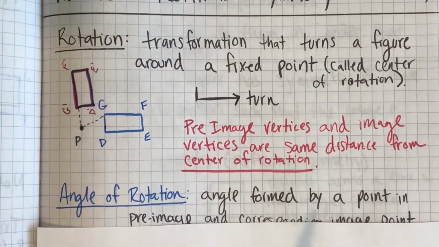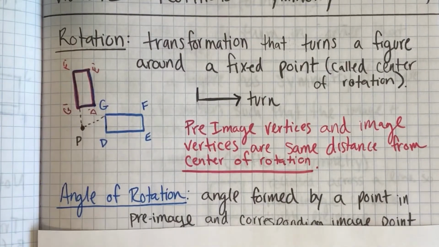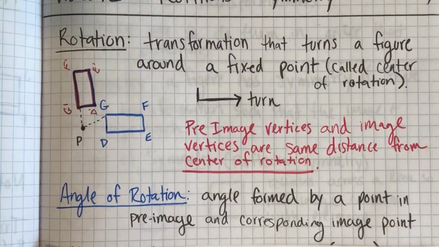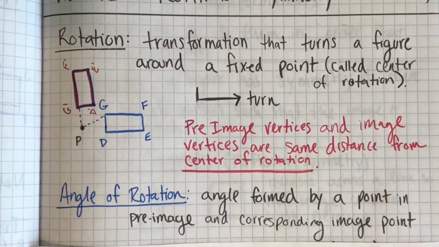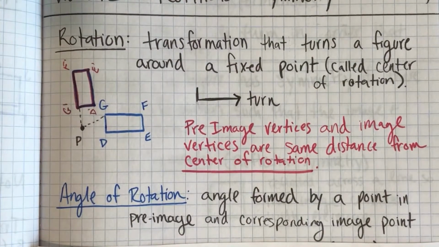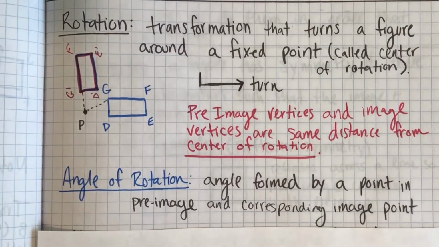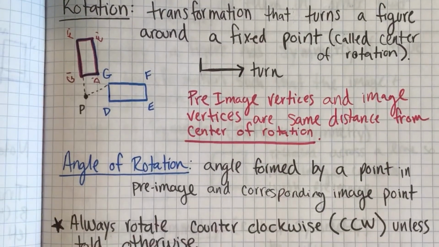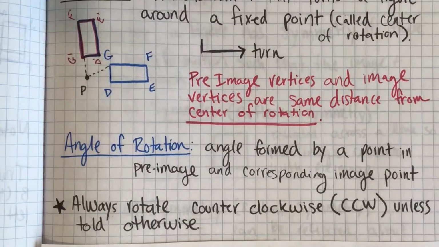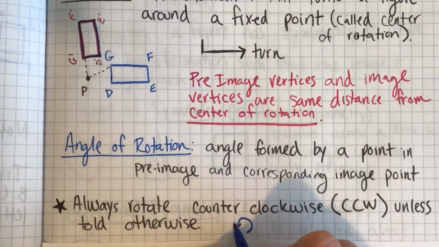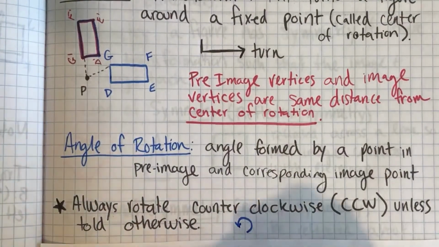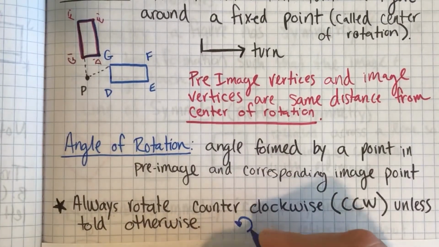Now the angle of rotation is formed by a point in the pre-image and corresponding image point. A lot of times we rotate things at 90 degrees or 180, 270. So that would be our angle of rotation. And then the last part for rotating is we always rotate counterclockwise unless we're told otherwise. So counterclockwise we go that direction, and we always go that direction unless told otherwise.